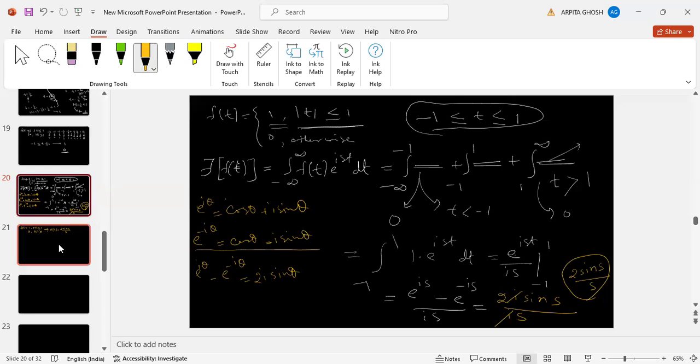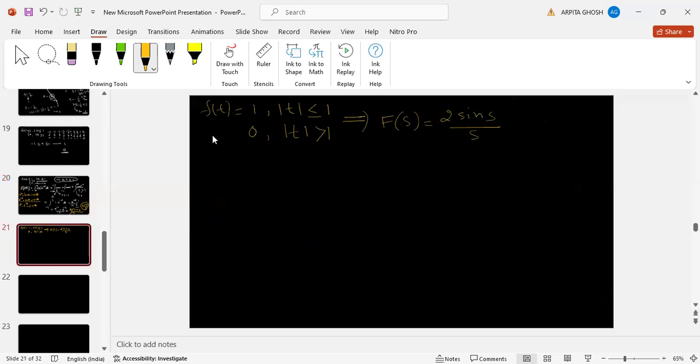Yes, ma'am. Okay. So originally the function was f equal to 1 for mod t less than or equal to 1 and 0 for mod t greater than 1. And its Fourier transform is coming out to be 2 sin s by s.